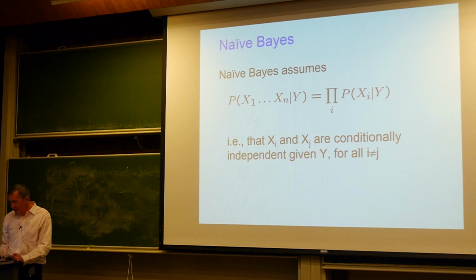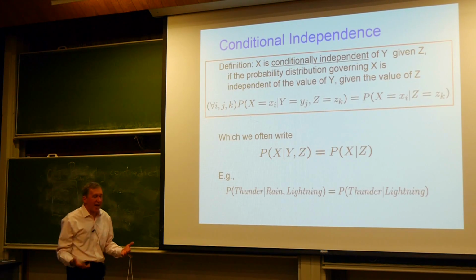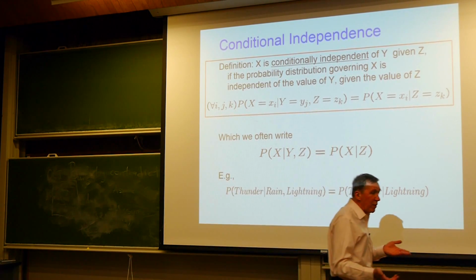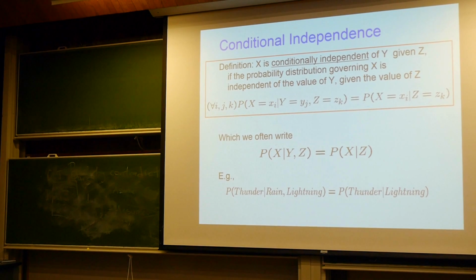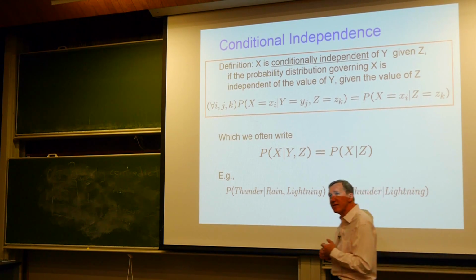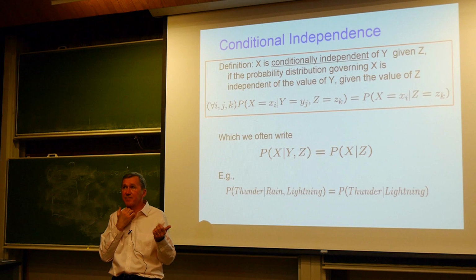In fact, naive Bayes is itself a kind of representative of a whole family of algorithms called Bayesian networks or graphical models. And like the others in that family, naive Bayes is based on a key notion called conditional independence.